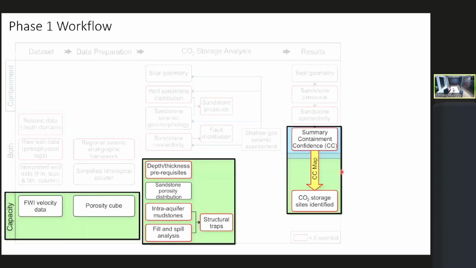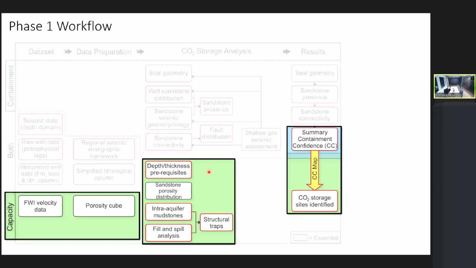So, we can now use that to identify storage sites. But before we do that, we actually need to assess the reservoir itself, the main aquifer. And we use the same data set and data preparation. So the section here that says both, but then we also introduced the velocity cube. So I'll go through that quickly before going on to the main analysis for the capacity.